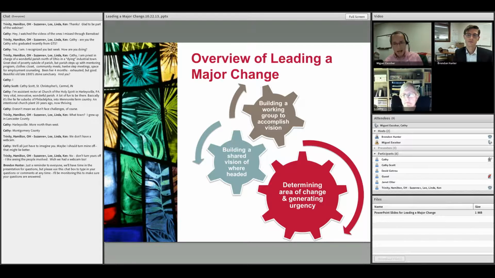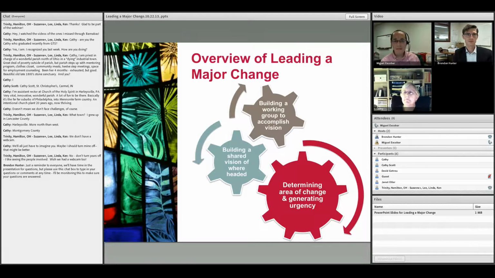change. There are three main parts to this presentation, as you can see: determining an area of change and generating urgency about it, building a shared vision of where we're headed, and building a working group to then accomplish this vision. There are lots of parts of a change process that aren't included in this, obviously. One that is kind of impossible to describe in an hour is communicating the vision more widely.